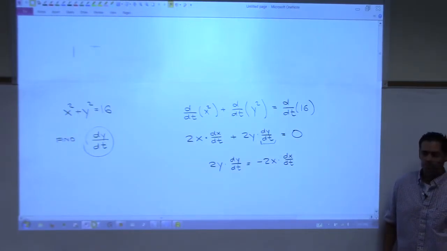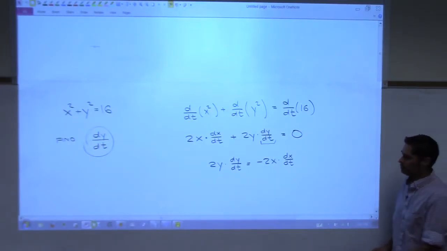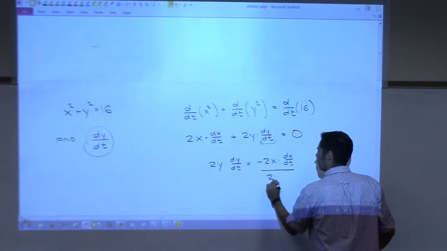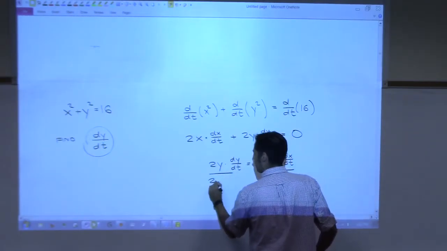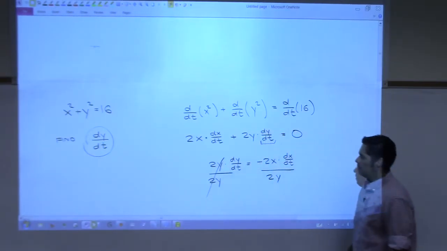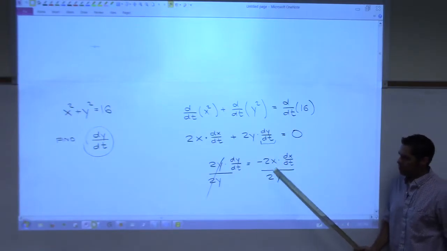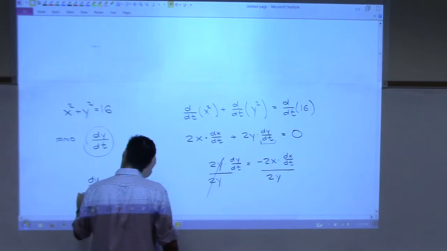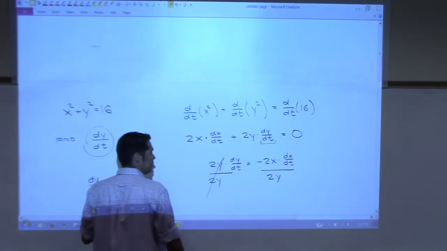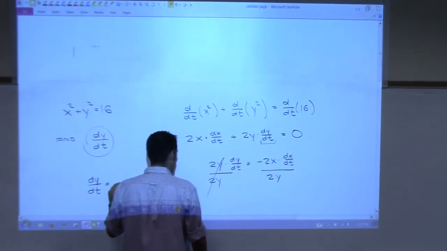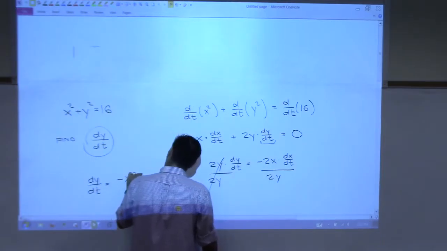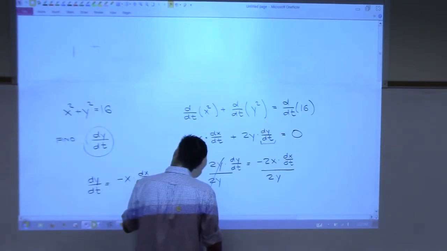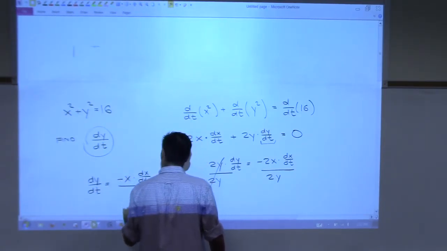Right? And then what? Divide by 2y on both sides. And the 2's here will cancel out. So we should get dy/dt is equal to negative x dx/dt over y.